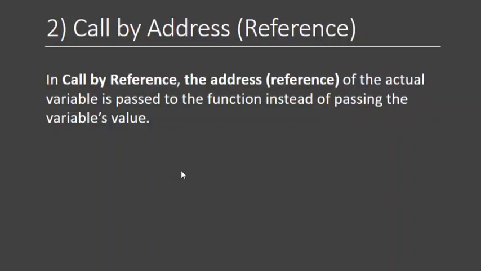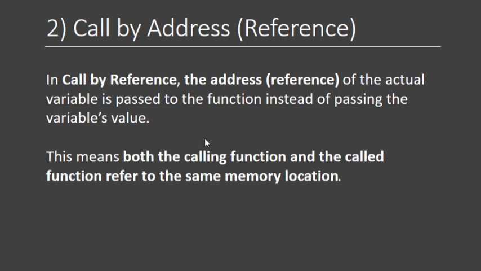In this class, I am going to explain about call by address or call by reference. In call by reference, the address reference of the actual variable is passed to the function instead of passing the variable value. In the previous video, I explained about pass by value. There, I passed a copy of actual parameters to the formal parameters. Now here I am not sending the value, I am sending the variable address from the calling function to the called function.